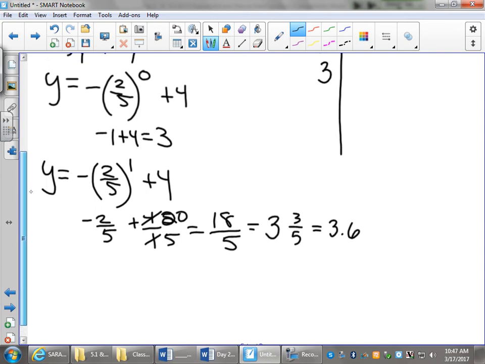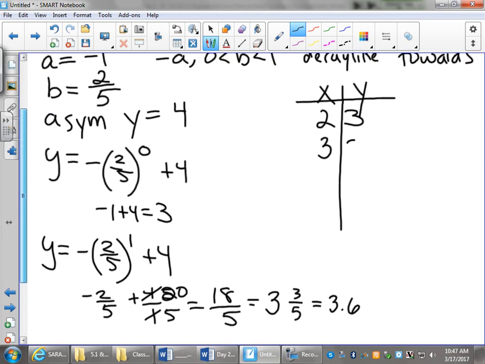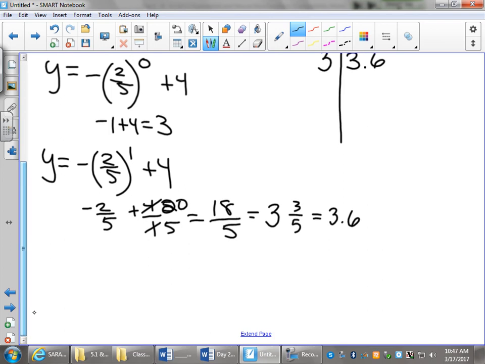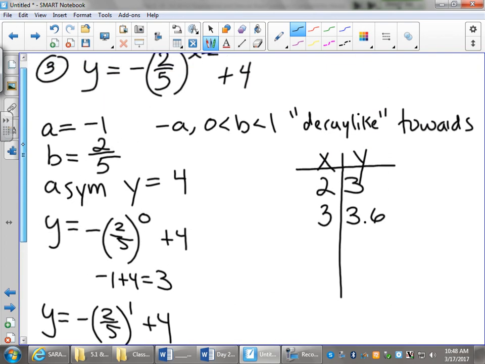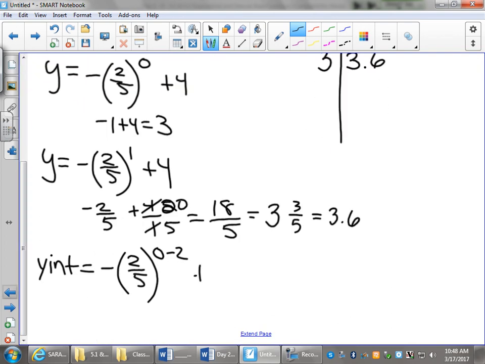So let's go ahead and put that in our table. Pretty close to the other one. A lot of times you're going to get 2 points that are very close to each other, and that's okay. Just always keep in mind how it's supposed to look, away from the asymptote or towards the asymptote. And the last point we're going to find is our y-intercept by subbing in what number? 0. So we're going to have negative and then 2/5 to the 0 minus 2. Is that what it was up there? I think. Yeah, 0 minus 2 plus 4.